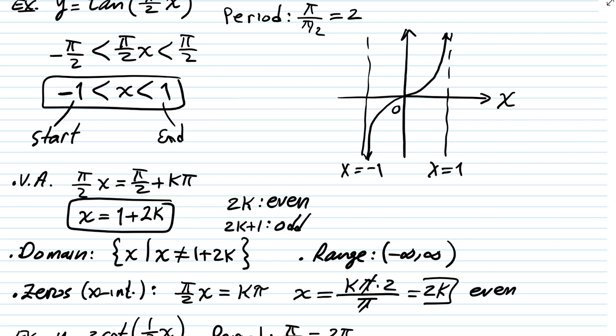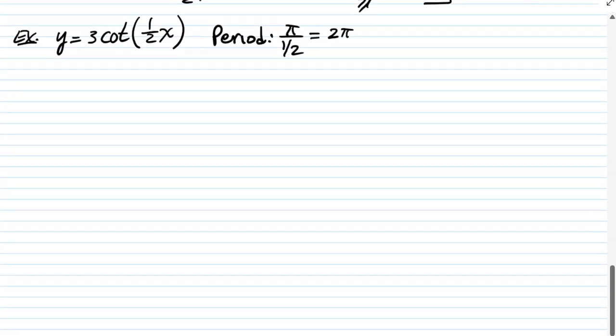The distance in this case, in my previous example, from -1 to 1 is 2 units, isn't it? That distance from here to there is 2, which is exactly what the formula for the period told us.